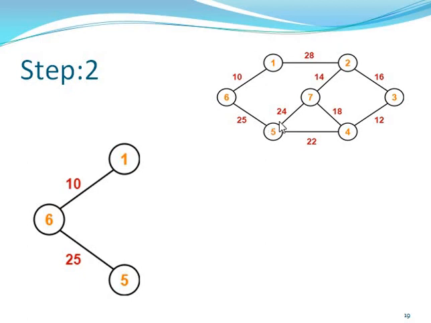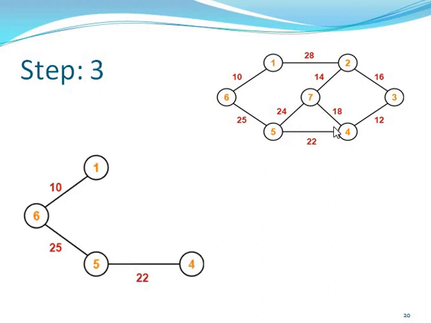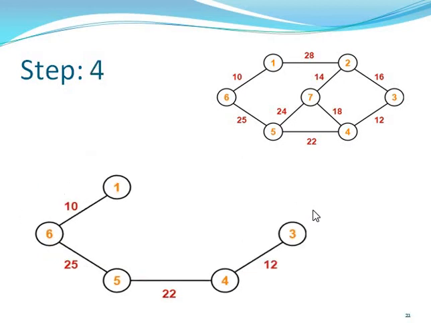Then after that we can go to 5. Then we go to 24 or 22. 22, because it is the minimum. So you can also check that no cycle is created. Then we see which is the minimum, 18 or 12. The minimum is 12. So we connect the 12.